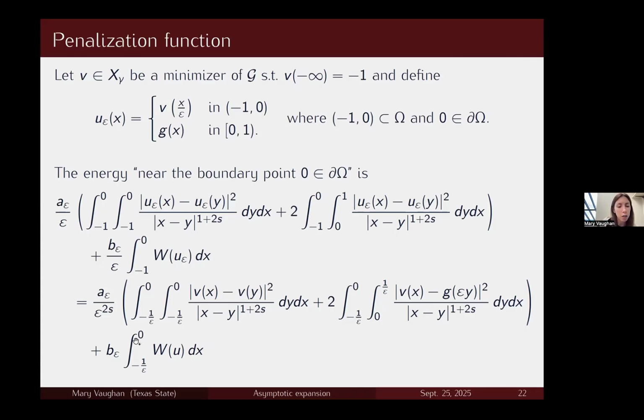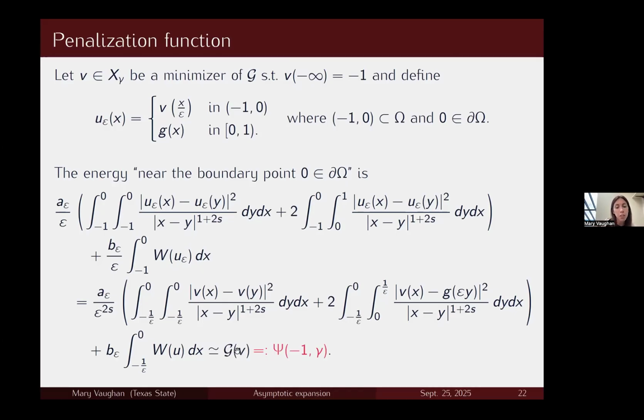And then if we look at the coefficients here, these reduce to exactly the coefficients that we need so that when epsilon goes to 0, this is like sending R to infinity. So R is like 1 over epsilon in our rescaled energy G that we had. So in the case S bigger than a half, this is just 1. The A epsilon over epsilon to the 2s is just 1, and B epsilon is just 1. In the case S equals a half, I have 1 over absolute value of natural log epsilon for both of them.